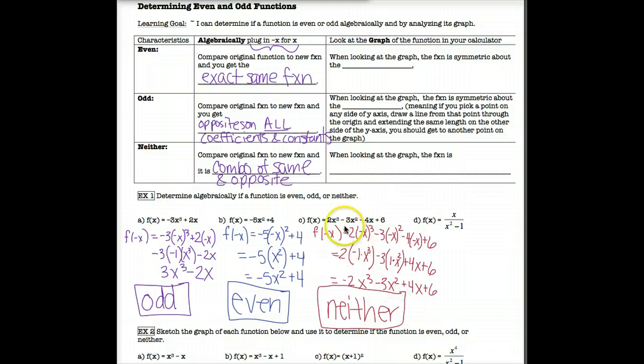So you can see here, again, it's not as simple as saying the degree is 3, it's odd, because this one is not. All right, last one, I would like for you to try it. And so pause it and then come back to check your answer.